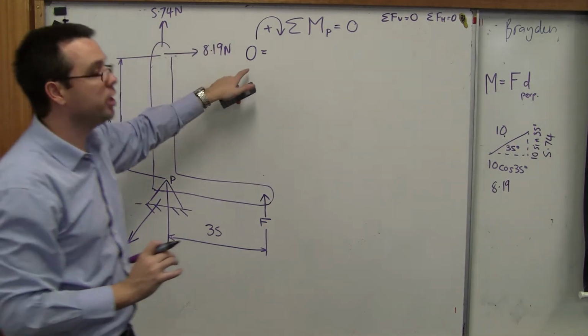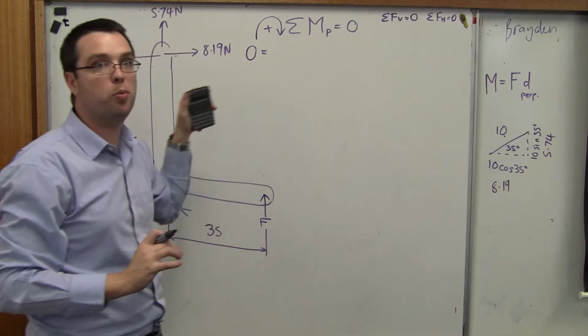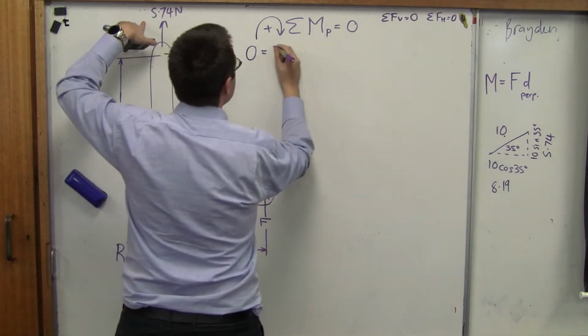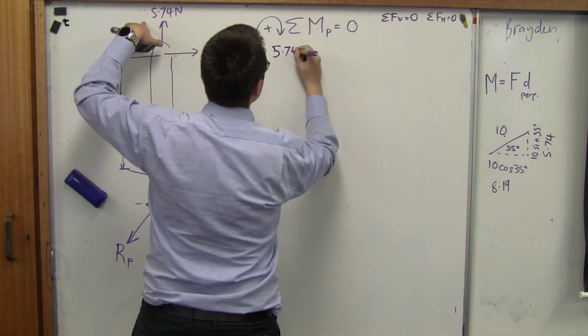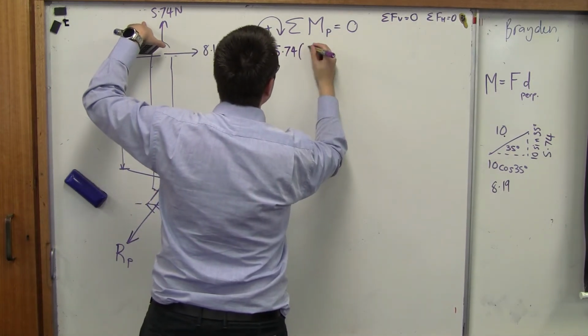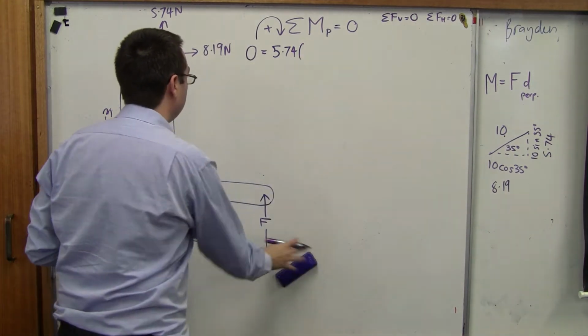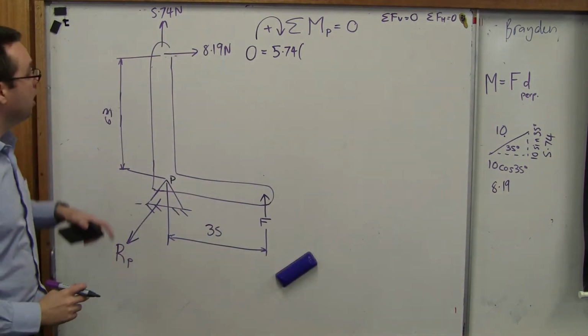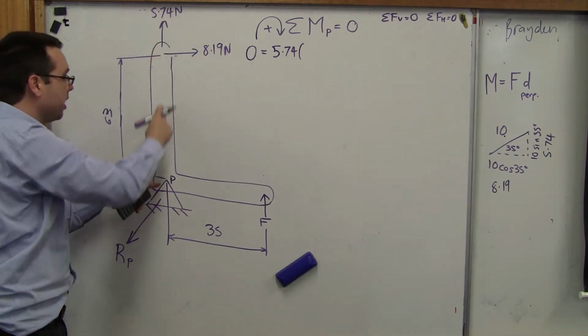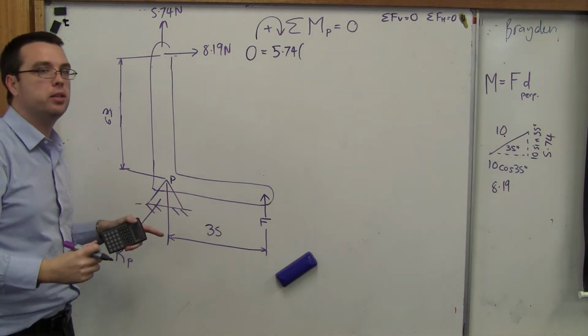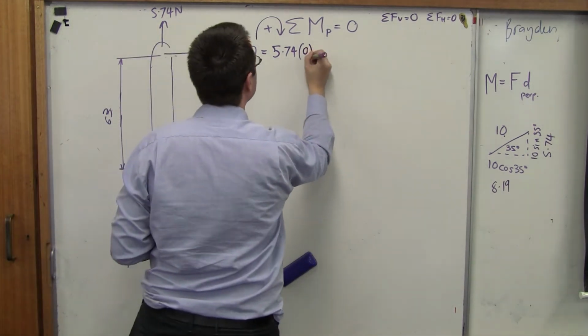So we're going to write a formula here which has 4 forces times 4 perpendicular distances. Let's start with this one here, 5.74, and how far away is its perpendicular distance from the pin? A little bit of a clue for people there. This line, this arrow, how far away is it? It's 0. It passes through the pin. So we can just multiply that by 0.